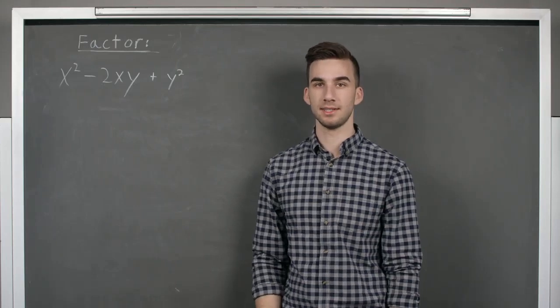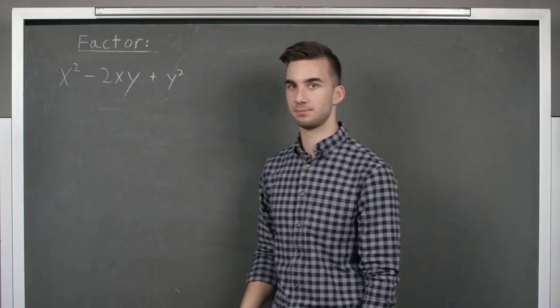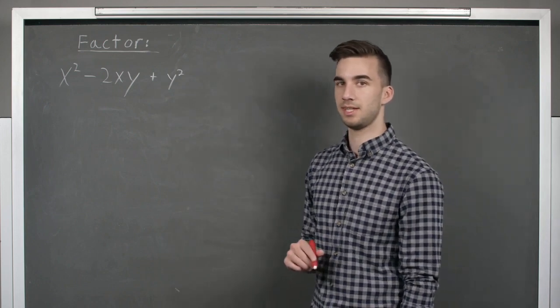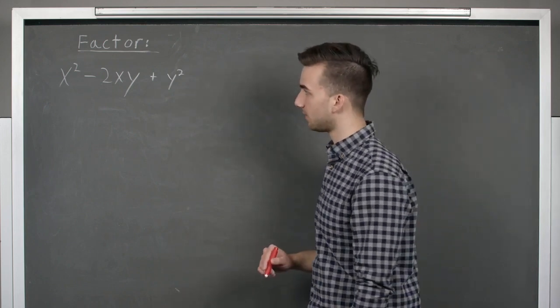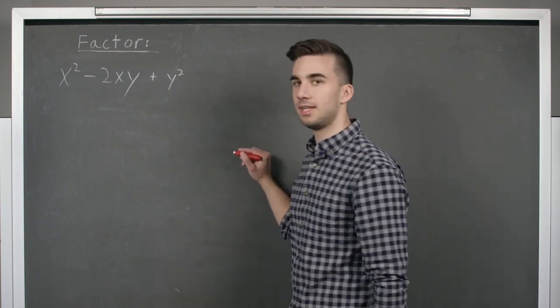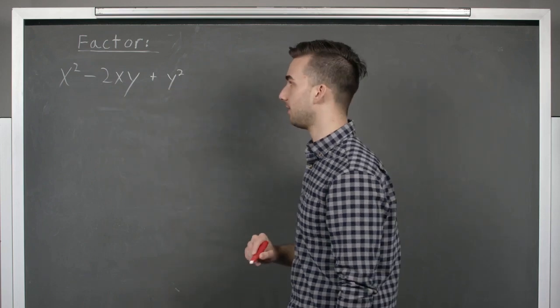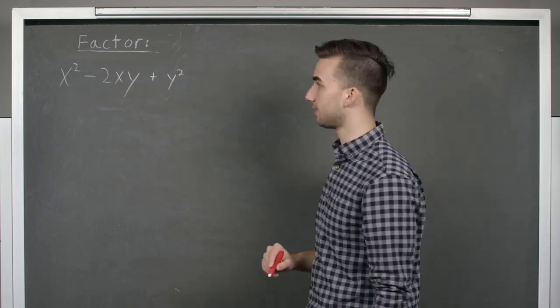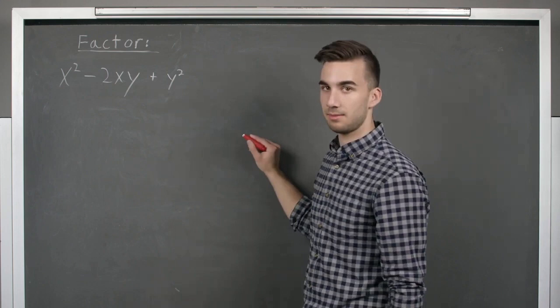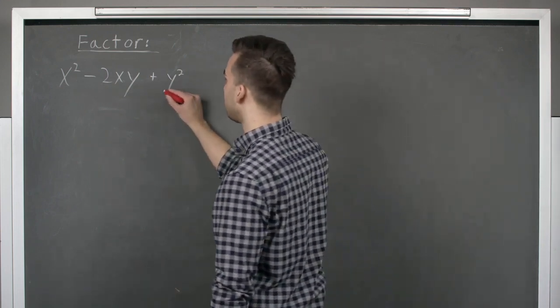In this lesson, we're going to learn how to factor using a method of factoring known as perfect squares. So what do we need when we're factoring perfect squares? Well, we need an expression that is a trinomial, and we need the first and the third terms to have the same sign. But let's go ahead and factor.